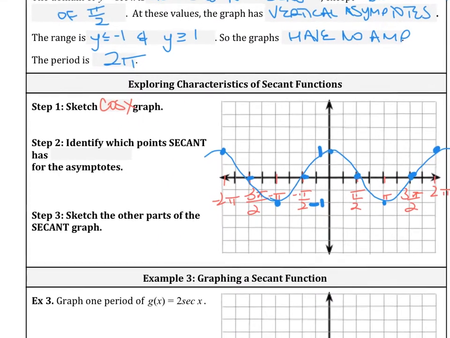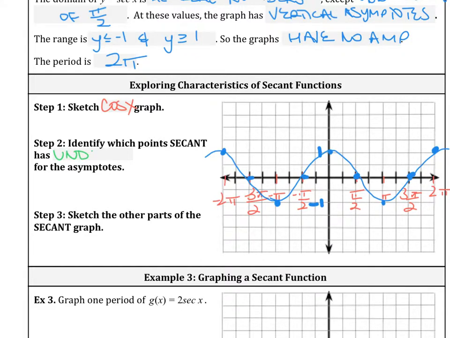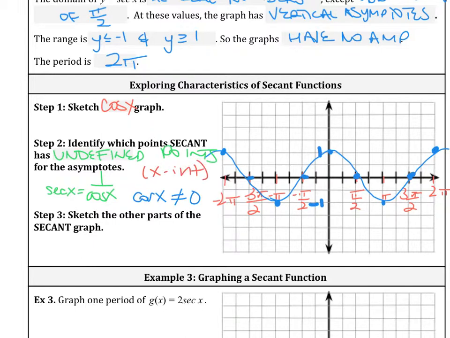Now, we have to identify which points secant has undefined. If we remember, secant of x is really 1 over cosine of x. So I have restrictions there. Cosine of x cannot equal 0, right? So what makes cosine of x equal 0? If you look here at the graph, you notice that 0 is where it hits the x-axis. So really, the points that are undefined are at our x-intercepts. So wherever you see those x-intercepts, you're going to draw the asymptotes. So at pi over 2, cosine of pi over 2 equals 0, and that makes secant undefined. So just draw your vertical asymptotes here.